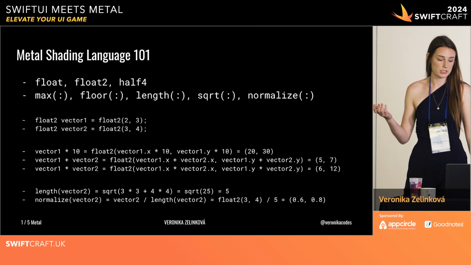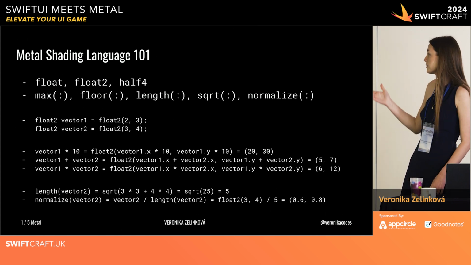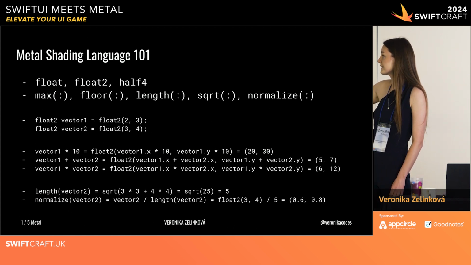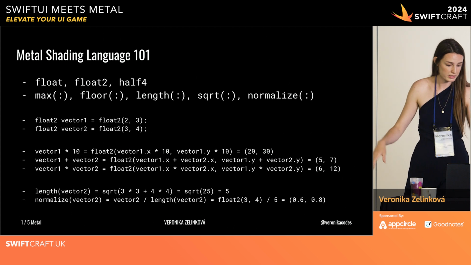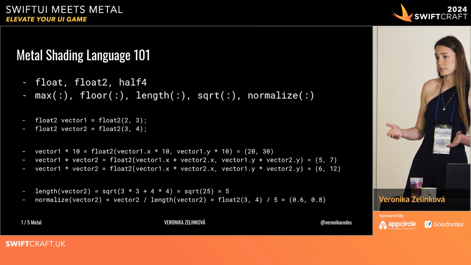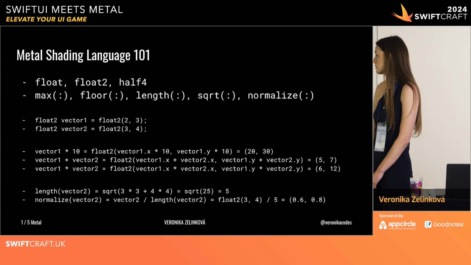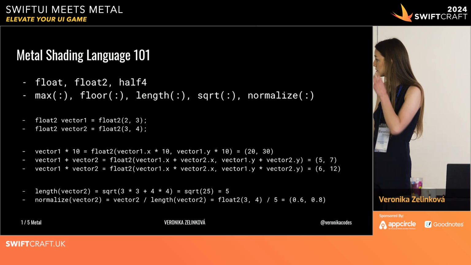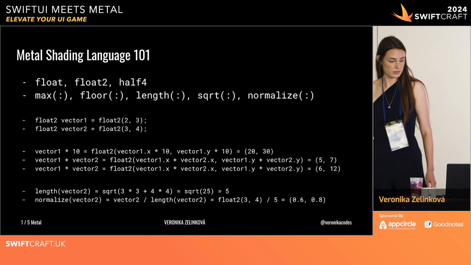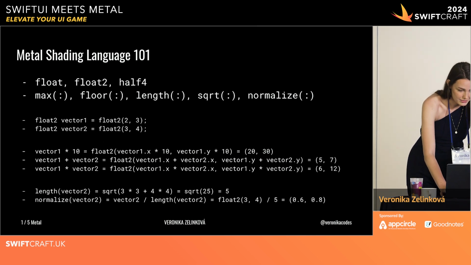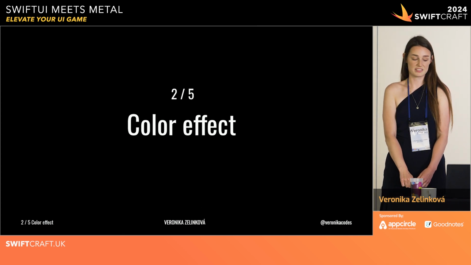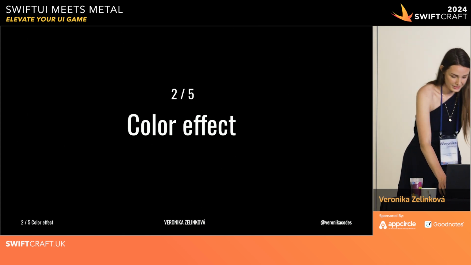Then the actual Metal Shading Language has a lot of built-in functions. We will use some like normalizing functions, squaring, length, flooring, which is rounding down, and the maximum function. And on a vector, we can perform any typical math operations, such as summing them, or basically any math operations we need. So the first effect which I will talk about is called the color effect.